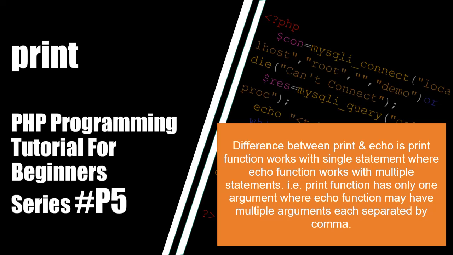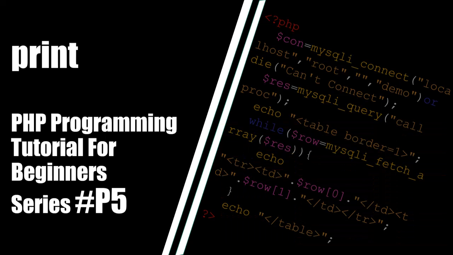But the only difference between echo function and print function is that print function can print a single statement only at a time. While working with echo function, we can print multiple statements at a time. So let's explore it more by using an example.